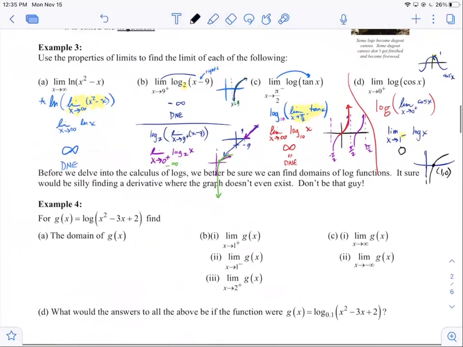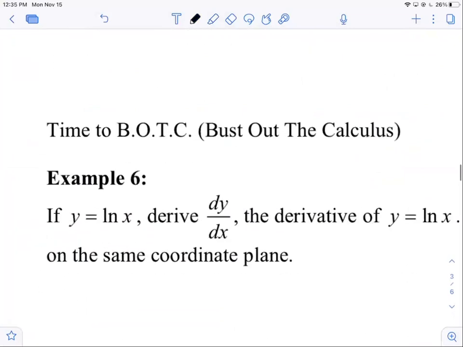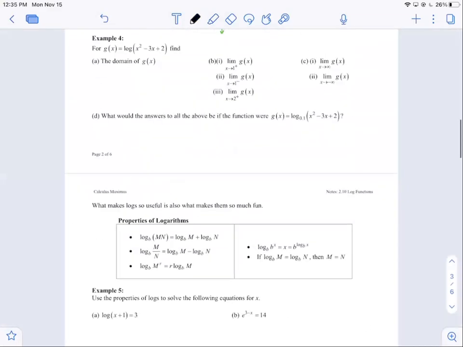Perfect timing. All right. We're getting ready to bust out the calculus on example 6. Okay. Have a good lunch.